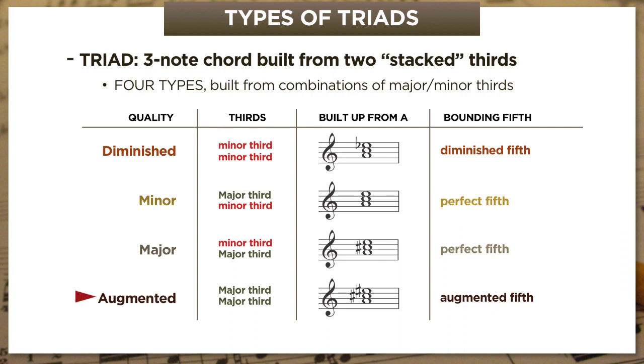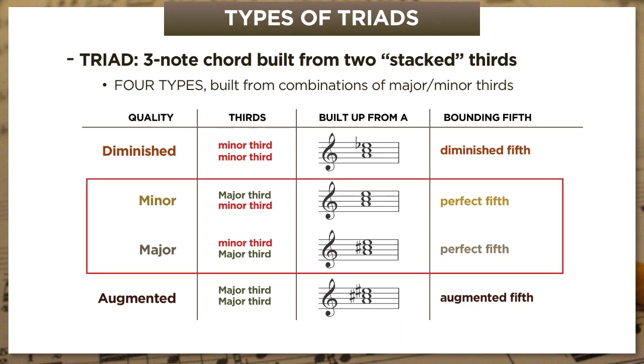Now, the quality of these bounding fifths correlates to another important property, which is that of acoustic consonance. The major and minor triads, with their perfect outer fifth, are consonant. They contain no dissonant intervals, and that's why we see these a lot more than we see the other ones. By contrast, the diminished and augmented triads are acoustically dissonant, meaning they're also rarer and have more specialized uses.